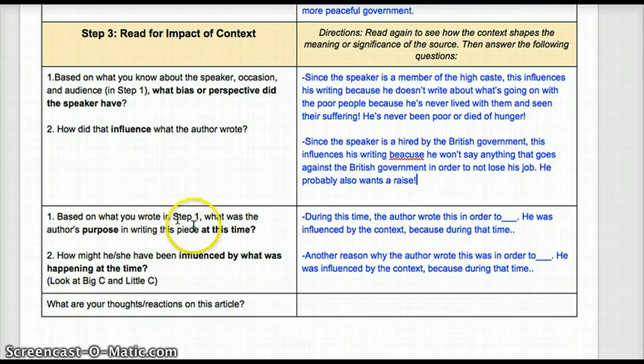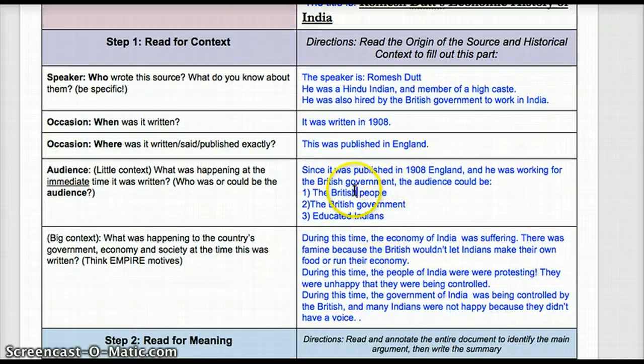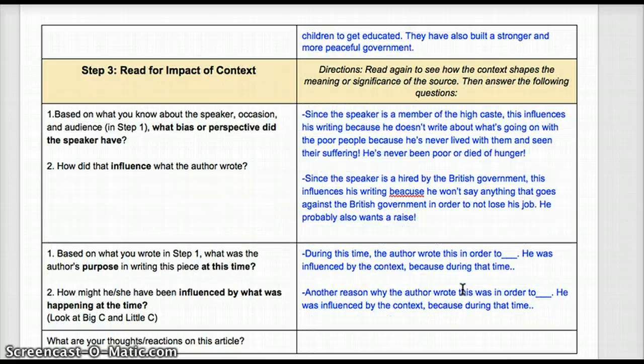Based on what you wrote in step 1, what was the author's purpose in writing the piece at the time? Why do you think he wrote this, guys? Let's see. Well, maybe he wanted to tell the British people what's going on. It could also be that he was covering some things up so that the people of India won't protest. Maybe he was really scared of the protests. It could also be that he wanted a raise, like we said. Let's do this one first.